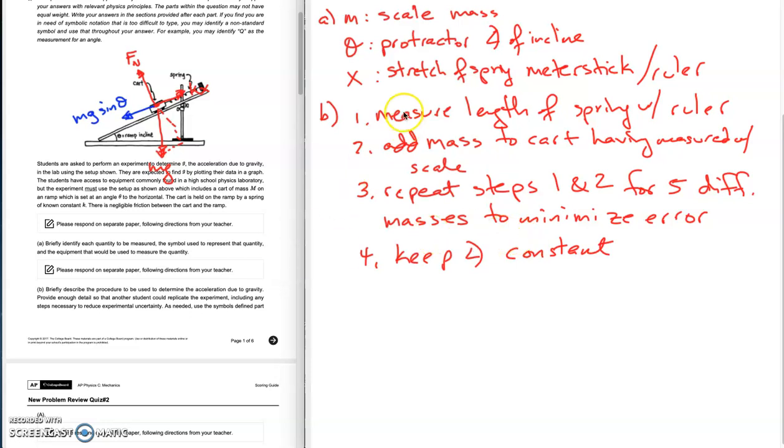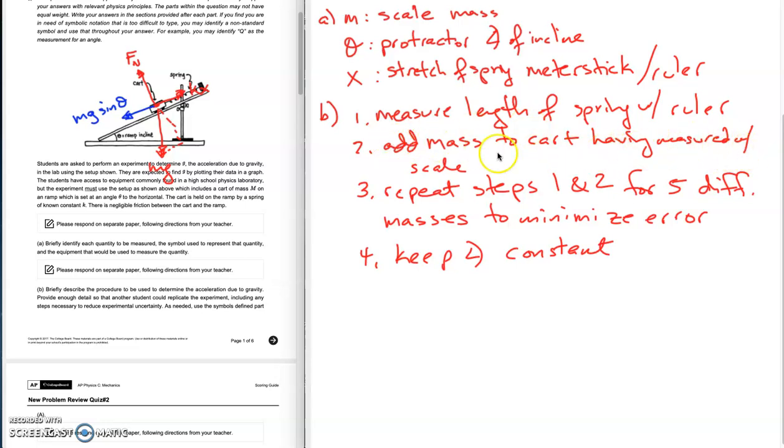All right, what they want to see from you is we're going to measure something with a tool, we're going to change something and measure that with a tool. We're going to repeat it a bunch of times so that we can minimize error, and also this will let us make a graph. And we also need to keep something constant. Now, most of you did it the other way around between mass and angle. Most of you measured the length, good, and then you changed the angle.